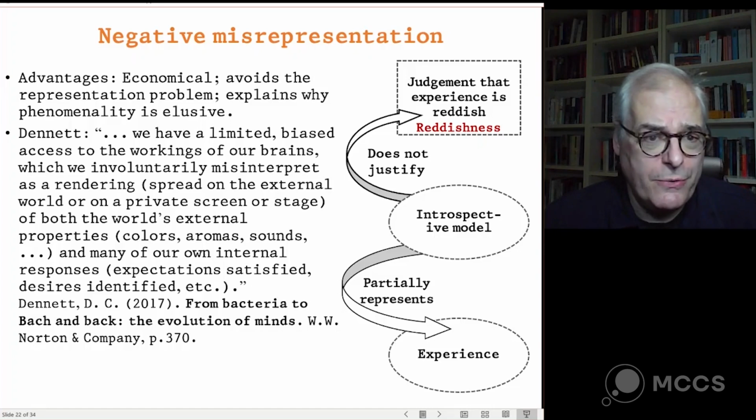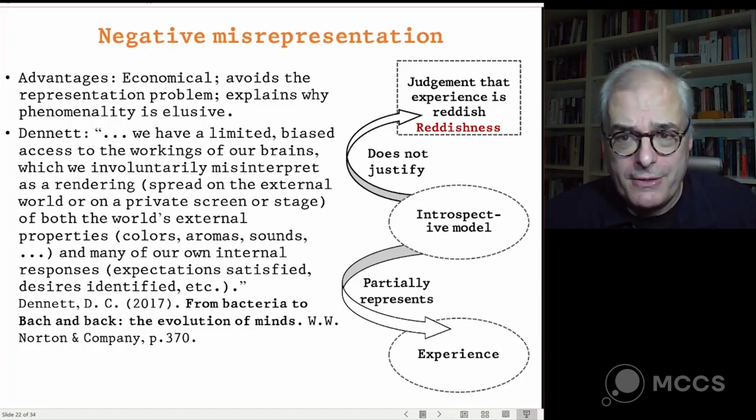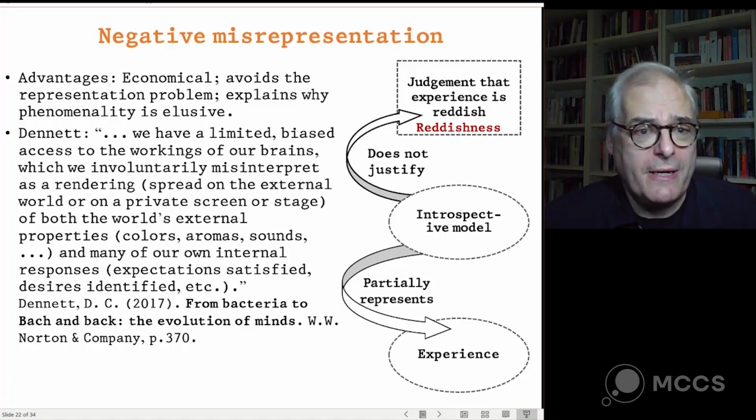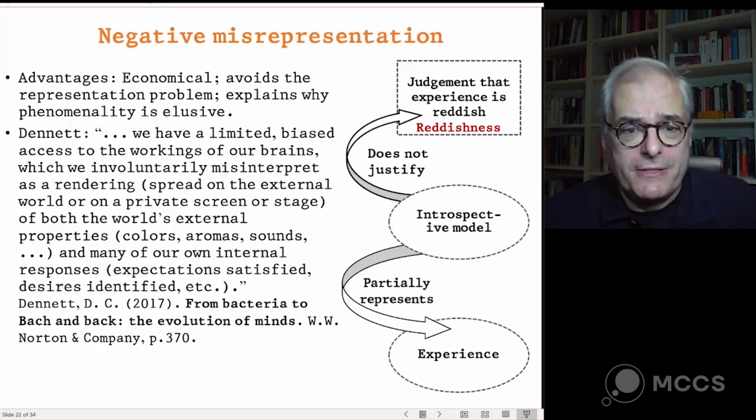Here Dennett says, we have a limited, biased access to the workings of our brains. This is the introspective model, which we involuntarily misinterpret as a rendering, a sort of painting, spread on the external world or on a private screen or stage, of both the world's external properties, colours, aromas, sounds, and many of our own internal responses, expectations satisfied, desires identified, and so on. So here Dennett is suggesting, I think, a negative misrepresentation view.